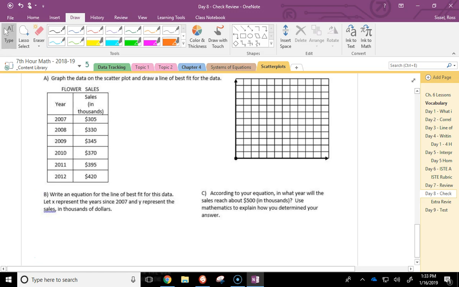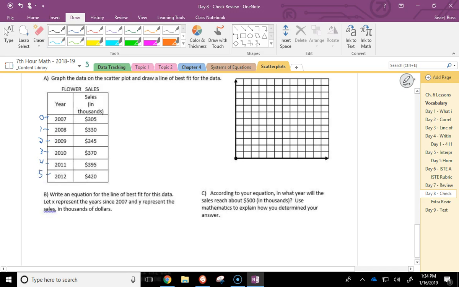Remember, when we use a scatter plot, we want to use as much of our graph as possible. So because of that, when I look at this, it says write an equation for the line of best fit of the data. X represents the years since 2007. So I went to my data and made this a 0. Instead of writing 2007 on my x-axis, I'm going to say 0. In 2008, that's 1 year after it. 2 years, 3 years, 4 years, and then 5 years.